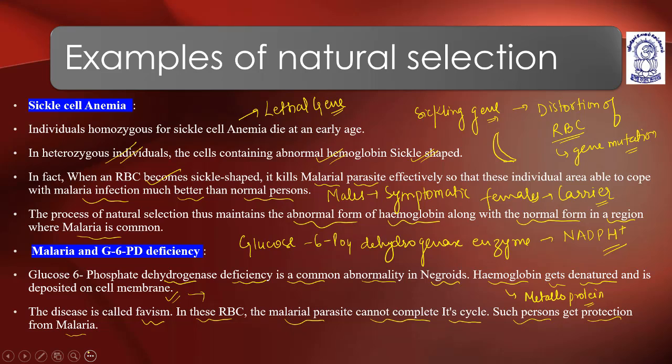It gets stuck on the cell membrane. And that is why persons suffering from malaria have a good survival rate. They come up with a survival advantage. Okay, this is known as what? Favism. So sickle cell anemia and malaria, and G6PD deficiency, these are the common examples.